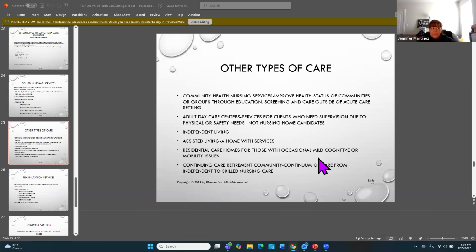Your continuing care retirement communities, these are actually pretty cool, and I've seen a couple of these. These have the different types of housing available.